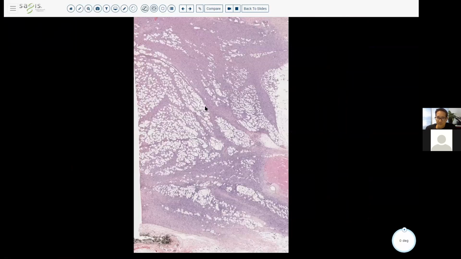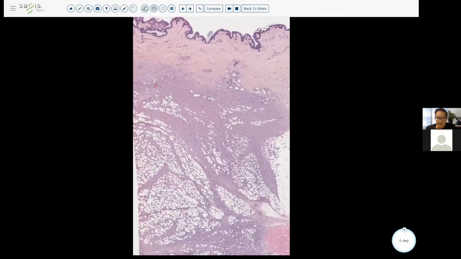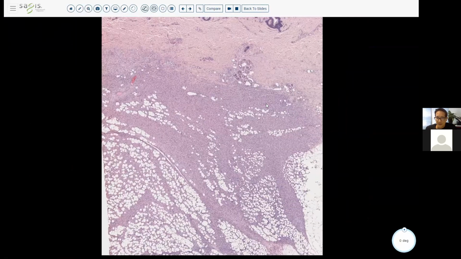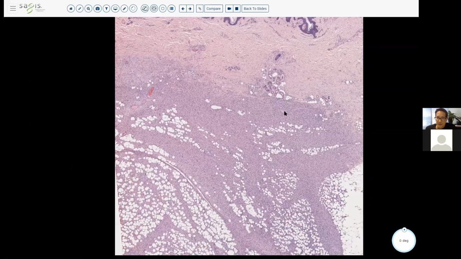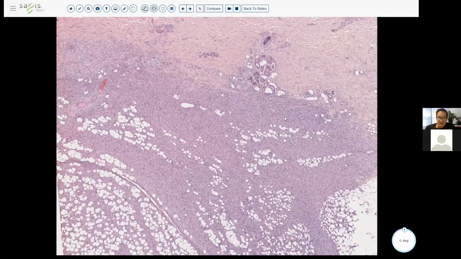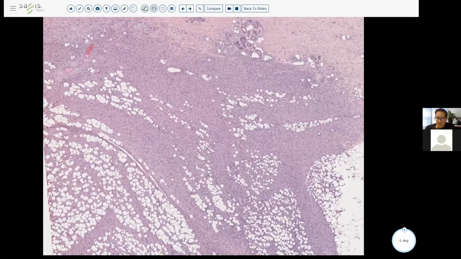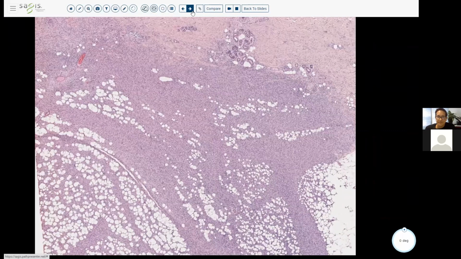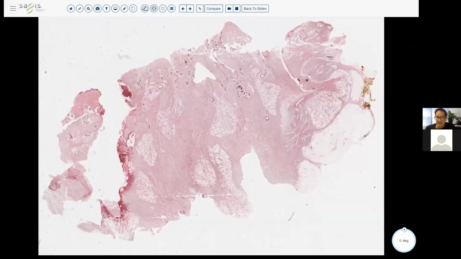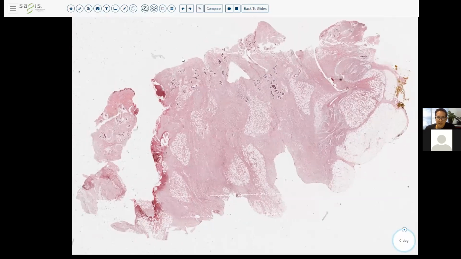If you're at all uncertain what it is, of course, you can do stains. These are strongly CD34 positive. They should be desmin negative. The CD34 is going to be your stain that lets you know what this is. Okay, next case. All right, so this one has a similar appearance to the previous one.